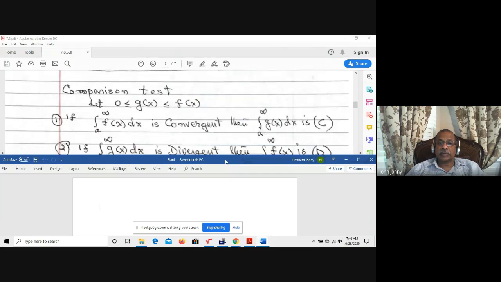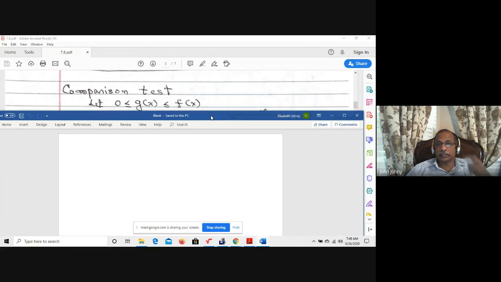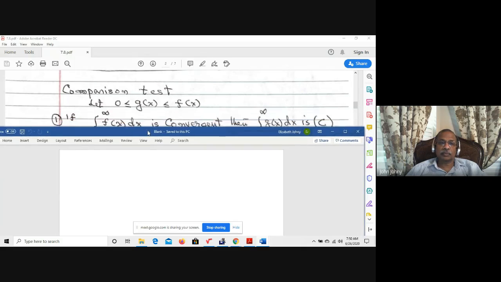Then there comes a comparison test. Suppose that you have two functions f(x) and g(x) such that g(x) is positive, 0 is less than or equal to g(x), which is less than or equal to f(x). That means g(x) is less than f(x), or f(x) is greater than or equal to g(x).